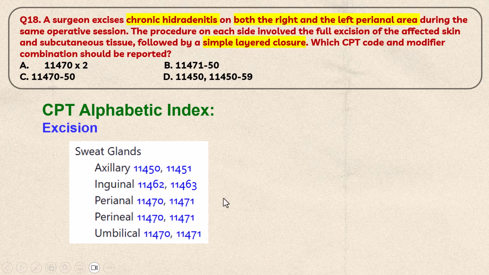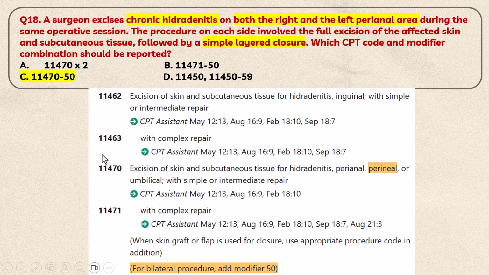Go back to the tabular list and confirm the answer. Once you go to the tabular list, you can see 11,470 is excision of skin and subcutaneous tissue for hidradenitis, perianal, perineal or umbilical, with simple or intermediate repair. In our case, it's a simple layered closure. So this procedure is simple. It is not mentioned as a complex one, so we have to take it as a simple one. So the correct code will be 11,470. And this procedure is done bilaterally. So for bilateral, you have to add the bilateral modifier 50. You can see in the code description as well, it says for bilateral procedure, add modifier 50.